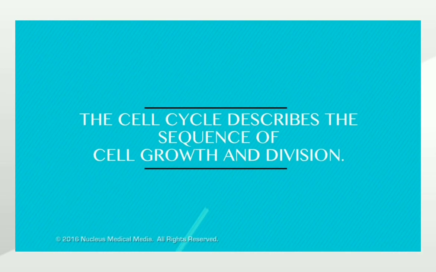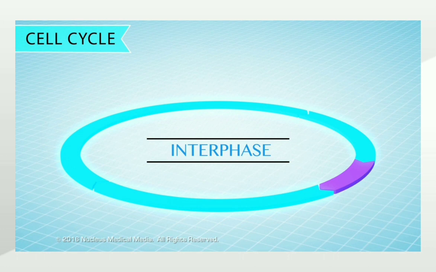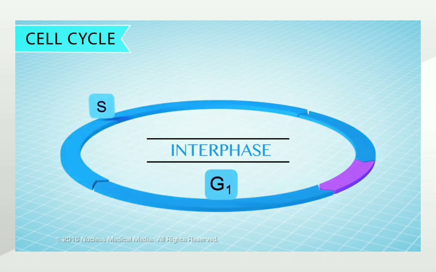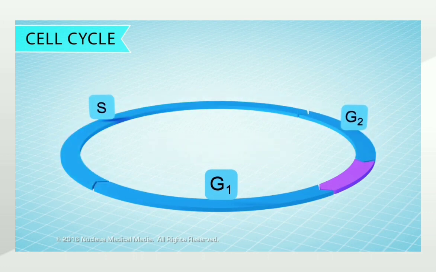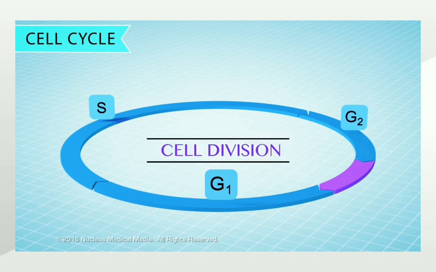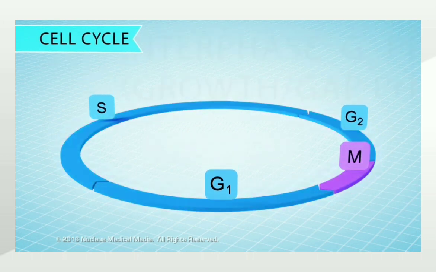The cell cycle describes the sequence of cell growth and division. A cell spends most of its life in a state called interphase. Interphase has three phases: the G1, S, and G2 phases. Interphase is followed by cell division, which has one phase, the M phase. Together, these four phases make up the entire cell cycle.